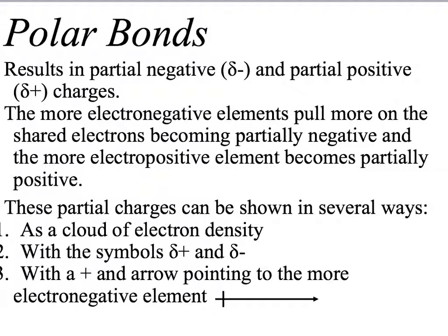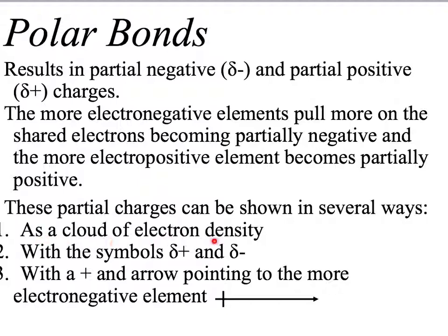All right, so what is the result, the implications of having a polar bond? First off, we're going to result in partial negative and partial positive charges, which we indicate with the lowercase delta symbol here. So we have a delta minus and a delta positive to indicate those partial charges. The more electronegative element pulls more on those shared electrons, becoming partially negative, and the more electropositive element becomes partially positive.